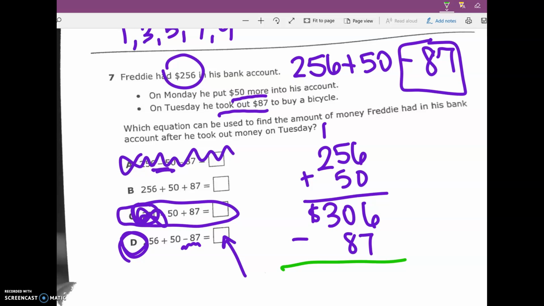Can we take 7 away from 6? Nope. We got to borrow. So this becomes a 2. The 0 becomes a 10. But we're going to borrow. It's now a 9. And this becomes 16. 16 minus 7 is 9. 9 minus 8 is 1. 2 minus 0 is 2. So even though he bought that bicycle for 87, he still has $219.